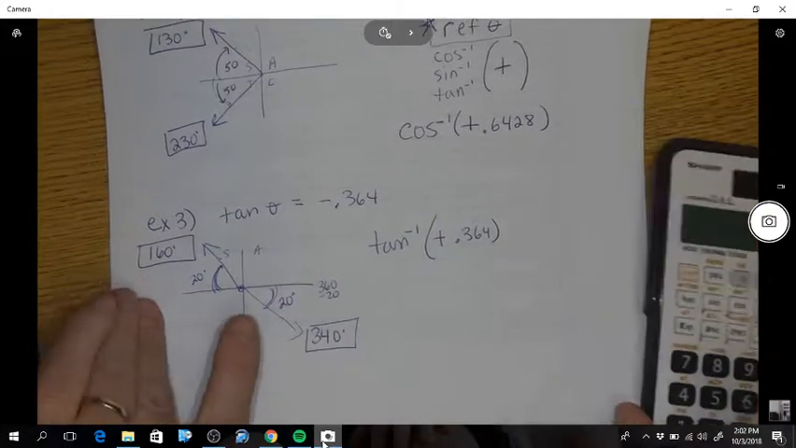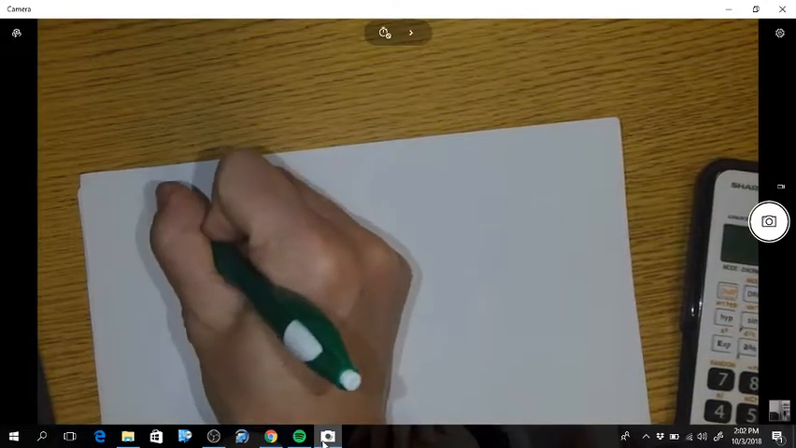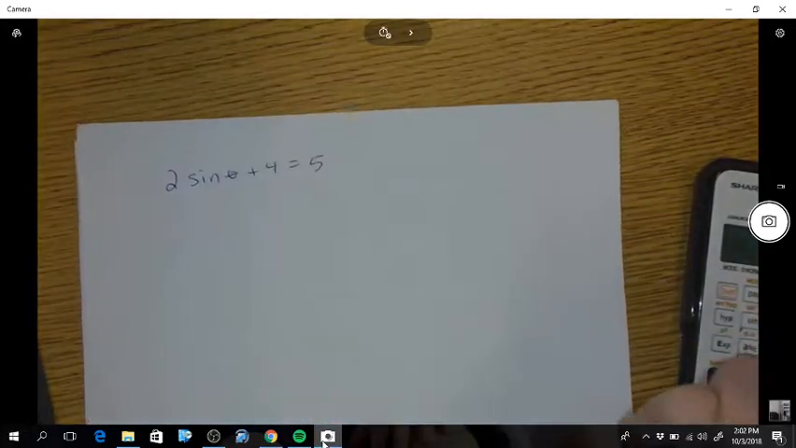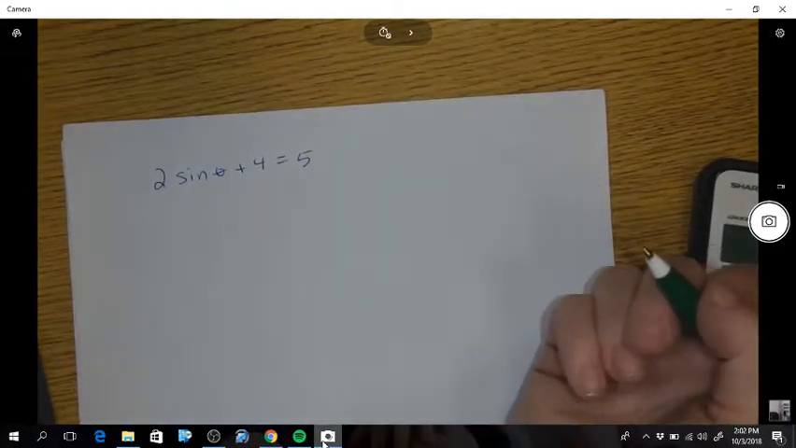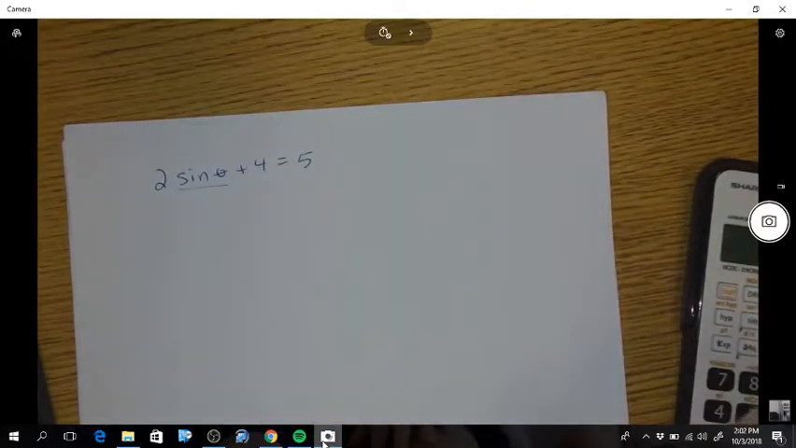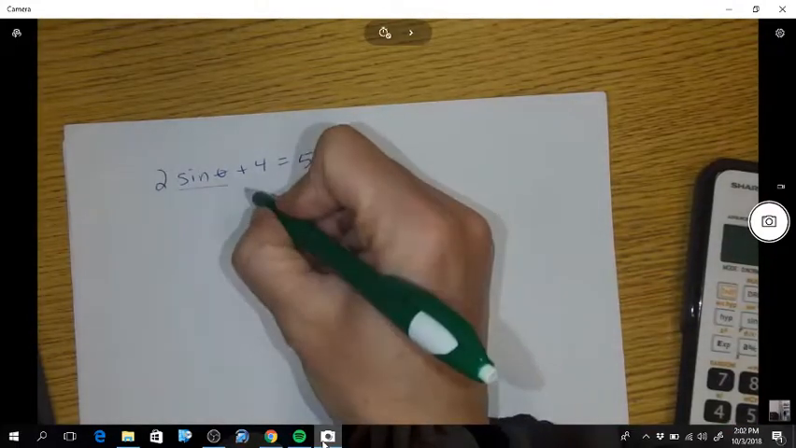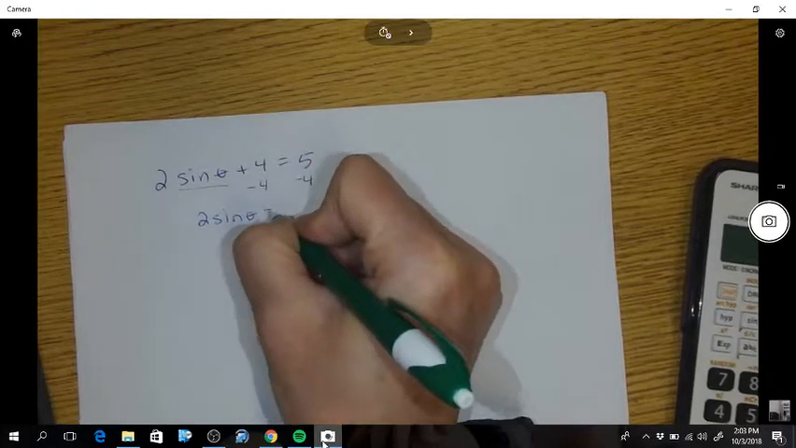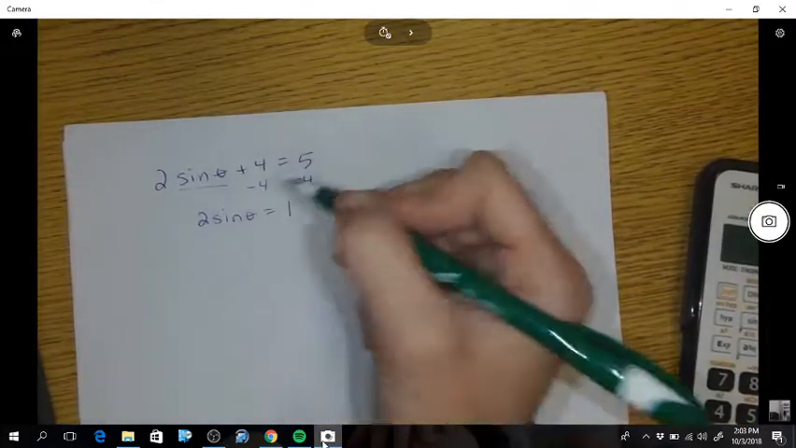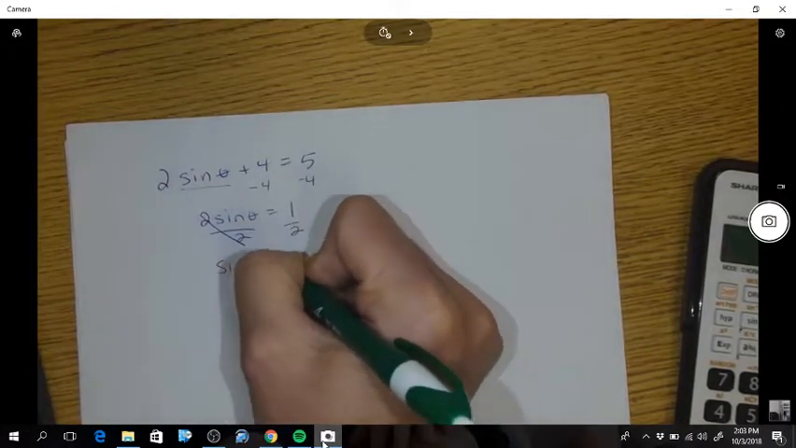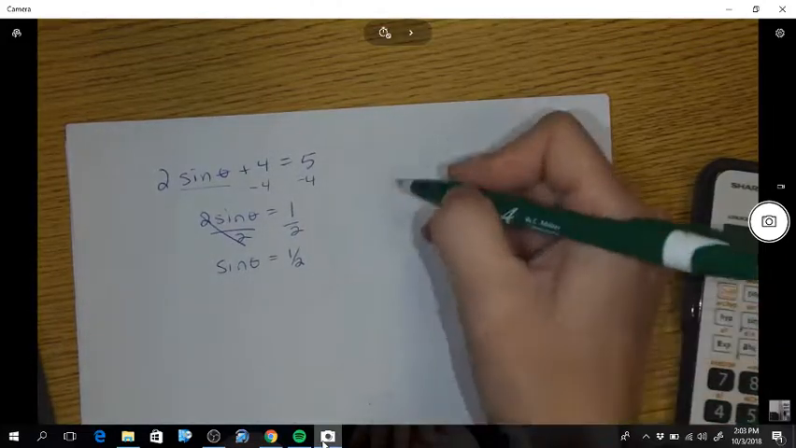Okay, let's continue. Now we're going to amp it up a notch here. 2 sine of angle plus 4 equals 5. Okay, we're adding a step right away. Now we have to isolate our variable. So algebraic skills, get rid of 4. 2 sine angle equals 1. Get rid of the 2. Divide by 2. Sine of my angle is a half or 0.5, whatever you like to do there.